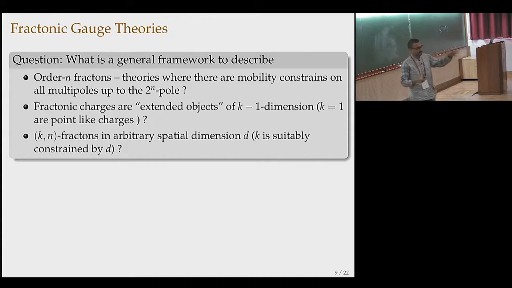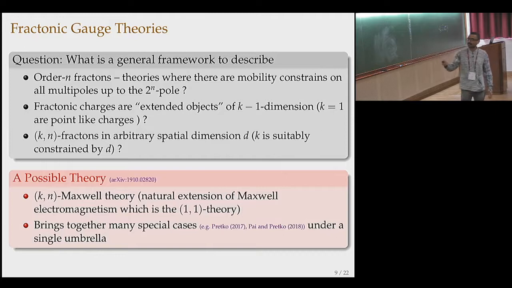A Kn fracton would mean something that is a k minus one dimensional extended object, with n being the order to which their moments are concerned. So this is the question we are posing, right? The answer to this question is what we will call the Kn Maxwell theory. And the 1-1 Maxwell theory is what we know as electromagnetism, usually, Jackson electromagnetism. The theory that we propose here actually brings together many specific examples under a single umbrella, and so I think it provides a framework to think about fractons, at least in these sorts of gauge theories.